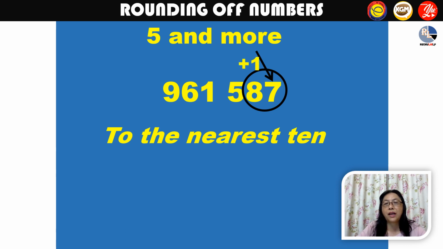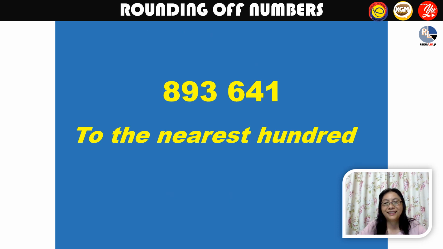So what will happen to the last number because it is to the nearest 10? So we will have 1 0 at the end. So what will happen to the first number? 8 plus 1 is 9. All right, what happened to the numbers in front? We're just going to copy it back. All right, so the answer is 961,590.